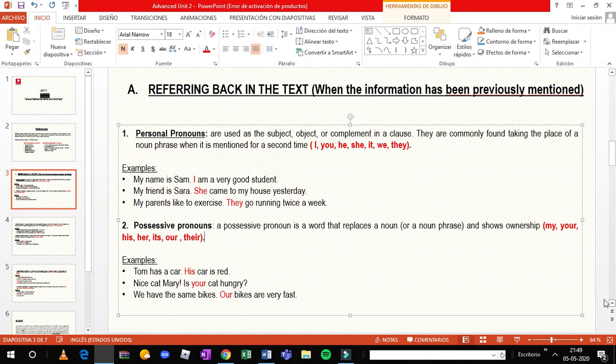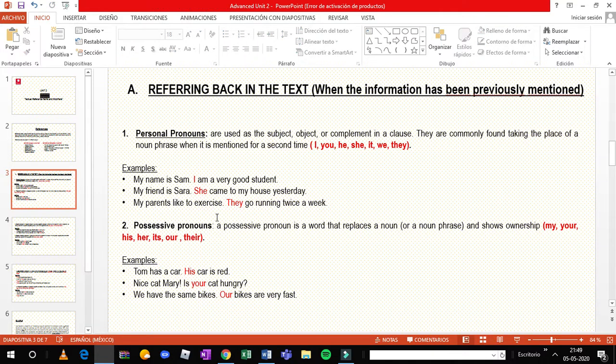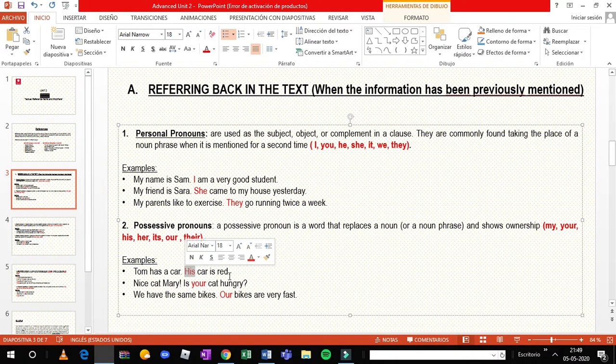Okay? In the second case, possessive pronouns. A possessive pronoun is a word that replaces a noun or a noun phrase and shows ownership, es decir, sustituyen a un sustantivo, ¿cierto? E indican pertenencia. My, your, his, her, its, our, their. For example, Tom has a car. His car is red. His demonstrates that the car belongs to, in this case, Tom.